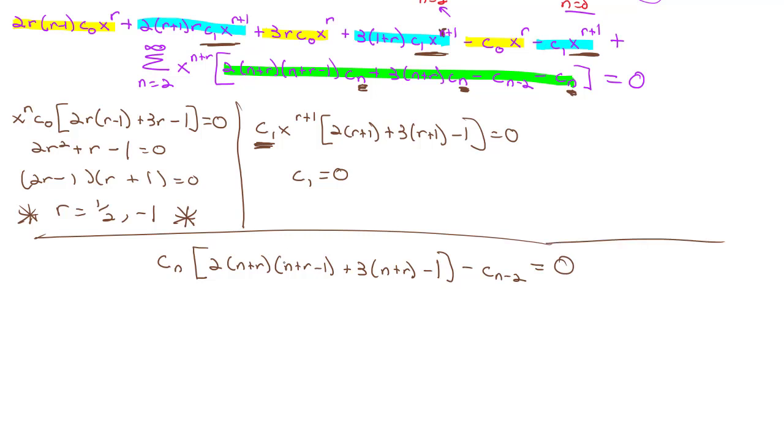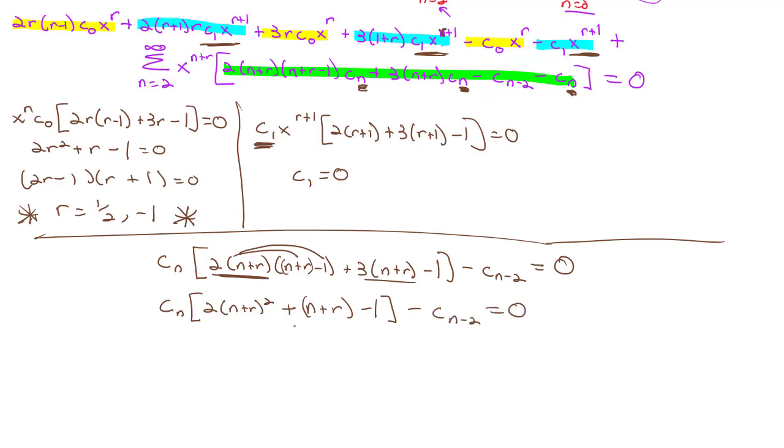Let's see, what can we do to clean this up? What if I put this little n plus r in parentheses, and we distribute the 2 times n plus r as a block onto both terms in there? That'll give us 2 times n plus r squared, then a minus 2 times n plus r, along with a plus 3 gives us a plus 1 times n plus r, and then minus 1, equals 0.